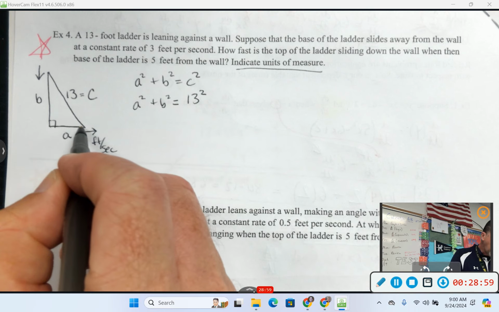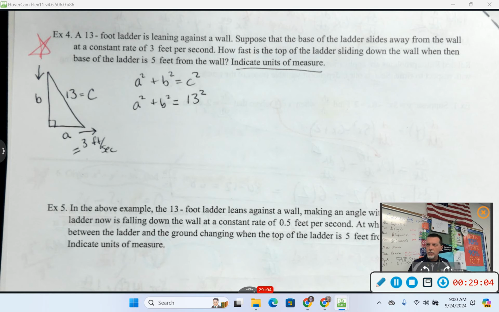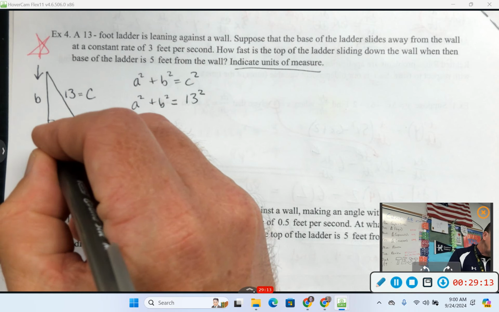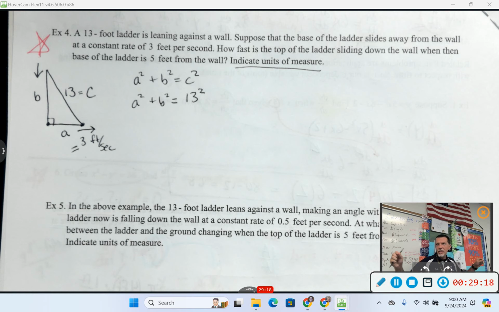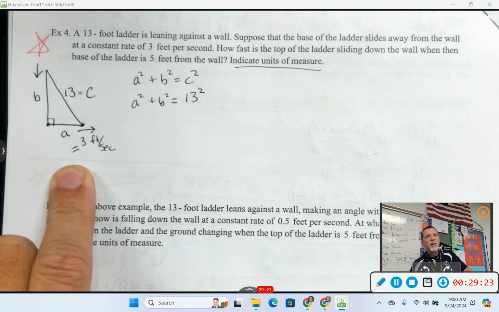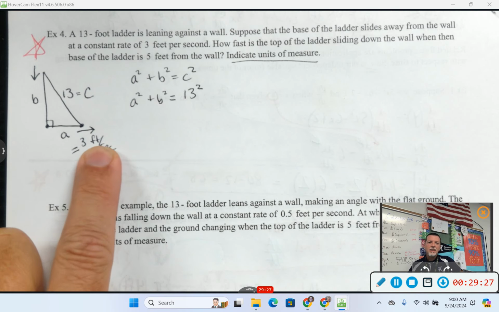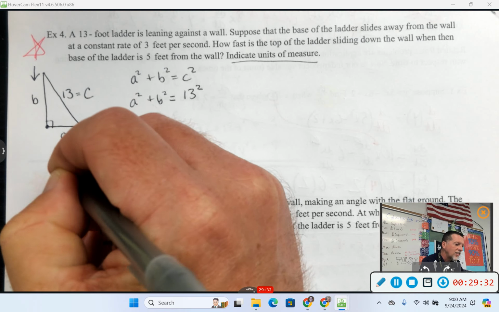if this length is A, what is 3 feet per second? What variable should I call that? So A is the distance from the bottom of the ladder to the wall. That distance is increasing by 3 feet per second. So what is 3 feet per second in terms of variables? It's a rate, something's changing. It's how A is changing, so that's dA dt.